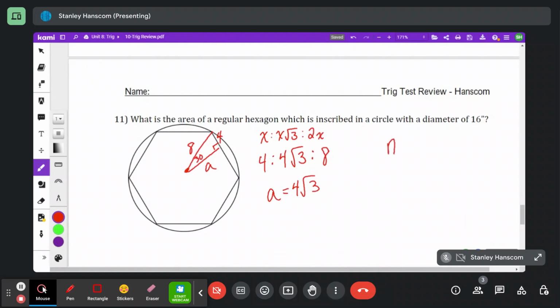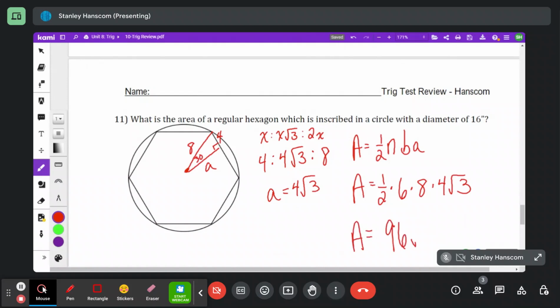So I can use one-half n-b-a to figure out the area of this shape. The area is 1/2 times the 6 sides of the hexagon times the 8, which is the full base length of the hexagon, times 4 radical 3. And remember, you can type that on your calculator by leaving off the radical 3 and multiplying it back at the end. 96 radical 3 square inches would be our answer.